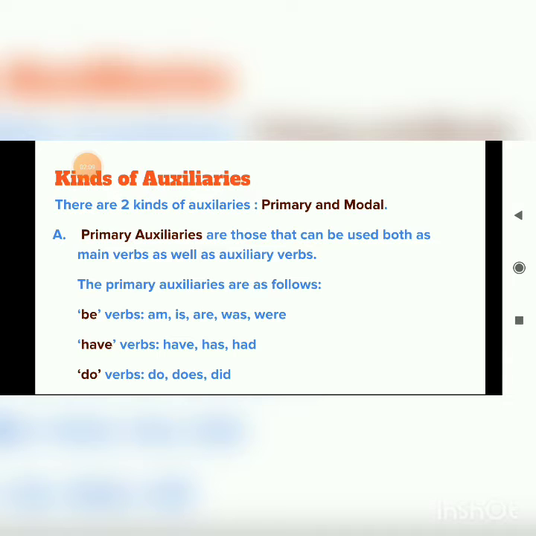Be verbs are am, is, are, was, were. Have verbs are have, has and had. And do verbs are do, does or did. So here students, we have gone through what primary auxiliaries are. Now we will be moving to what modal auxiliaries are.